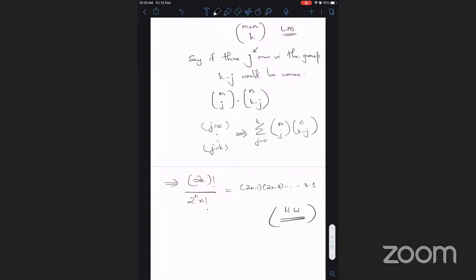Don't try to expand both sides and solve it. That might be easy here because it's sort of easy to see that. But try to come up with a story proof of how you can make the LHS equal to RHS. Okay. So I think that's all for today's class.